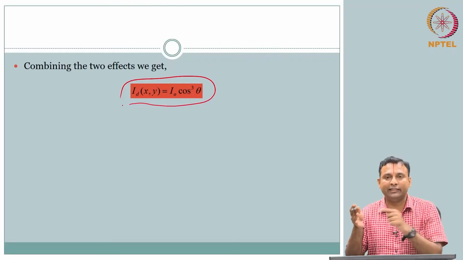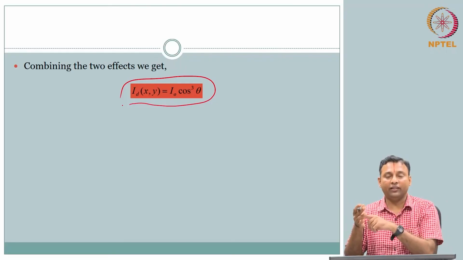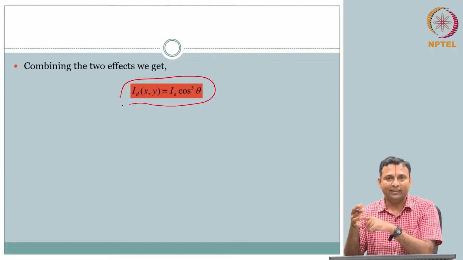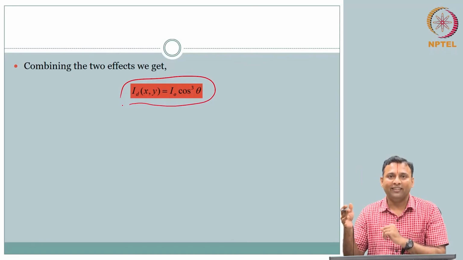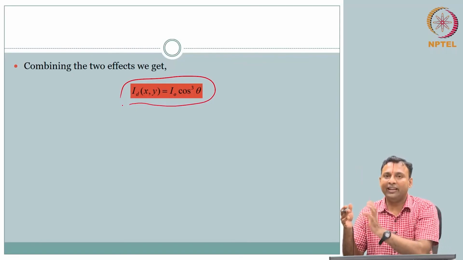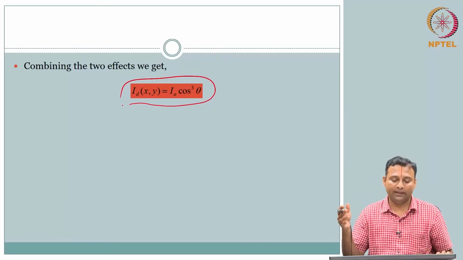You see that the intensity is not just whatever is falling, I naught. I naught is at the center, it is not the same intensity throughout the detector plane, it is varying with a cos cube theta.